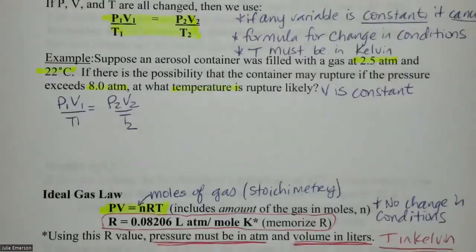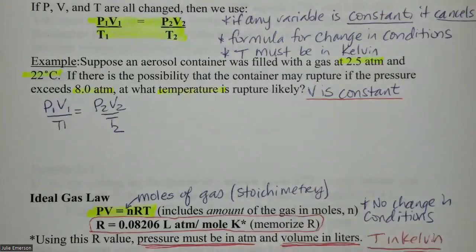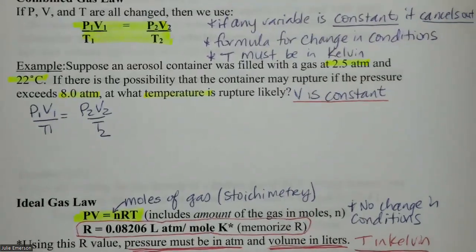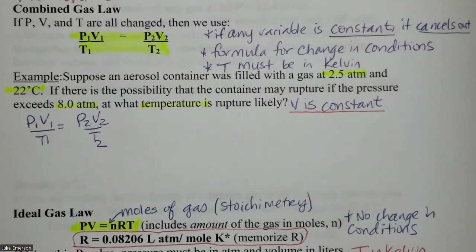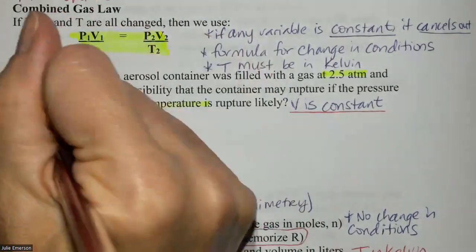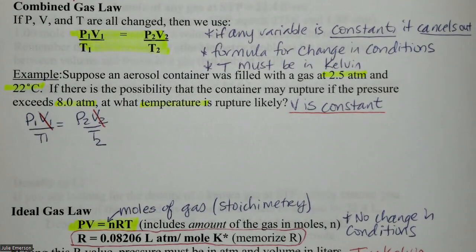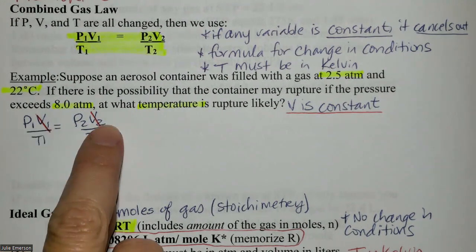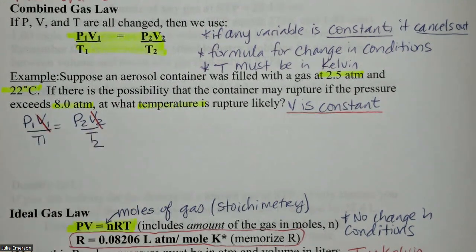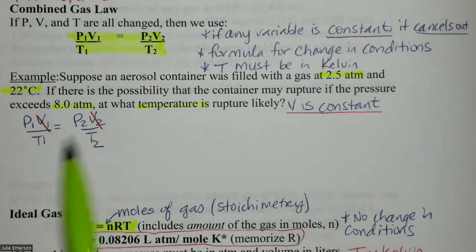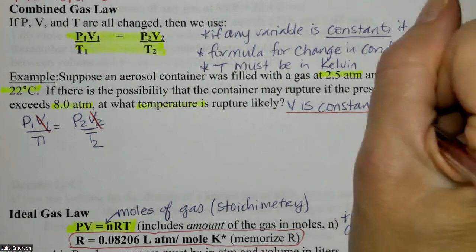Now, because volume is constant, we're assuming we're going right to rupture. So we're keeping volume of that aerosol container constant. That means that V1 and V2 are going to cancel out, because it doesn't matter. If it was a 1 liter container, it would be 1 liter for both. If it was 5 liters, 5 liters for both. So the volume of the container isn't what's changing here. It's just the temperature and the pressure. So I've got my formula adjusted now because volume is constant. Again, because it was constant, we're going to cancel it out.